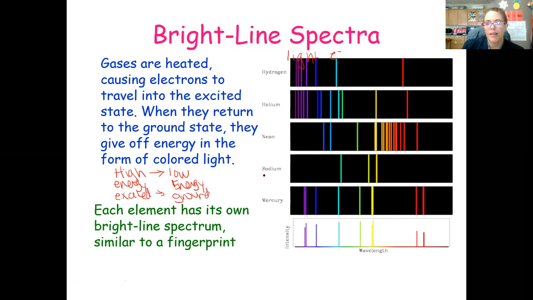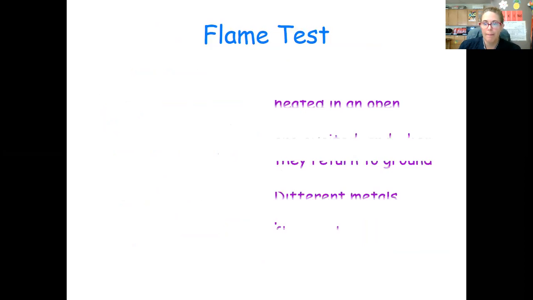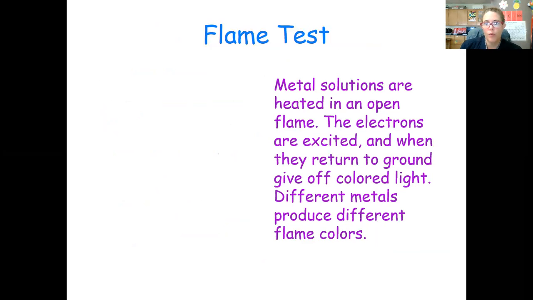If I look at sodium here, because it's the simplest one, if I have these three lines present at those specific locations in that bright line spectrum, then you can say sodium is present. But if I'm missing one of those yellow lines, then it wouldn't be sodium. And so we use what's called a flame test. This is a lab in which metal solutions are heated in an open flame like a Bunsen burner, and the electrons are excited, right? How did they get excited? We heat them up with a Bunsen burner. When they return to the ground state, they give off the colored light. This is where colored flames come from.